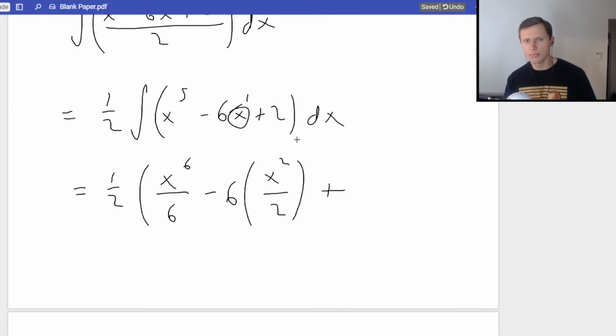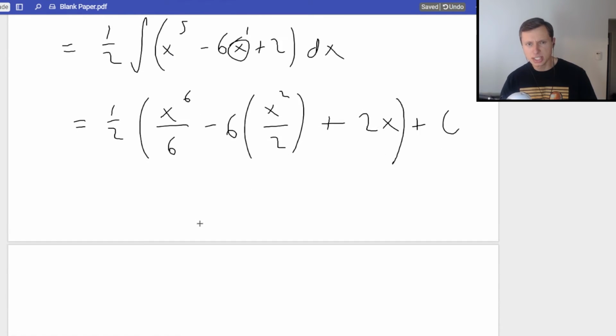And then what's the integral of plus 2? Well, remember, there's no x there, which means for the integral we just add an x, it's 2x. And then, of course, we have plus c. Oh, and I need to be careful here. Where does the end parenthesis go? It's going to go right here. In other words, this 1/2 is being applied to everything except plus c, because the plus c goes at the very end.